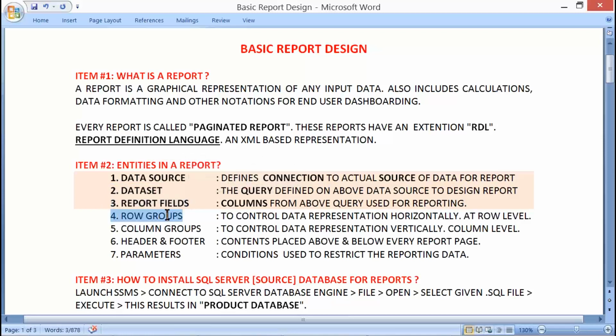Then we have row groups to control data representation horizontally at row level. Then we have column groups to control data representation vertically at column level. We have header and footer, contents placed above and below every report page, and parameters, conditions used to restrict reporting data. So whatever data we are reporting, we can have a specific condition we can restrict by using parameters.